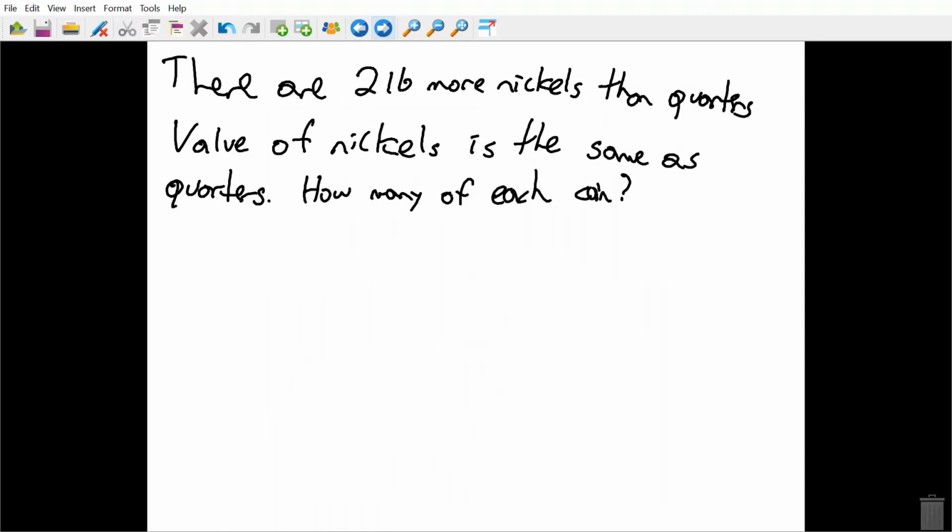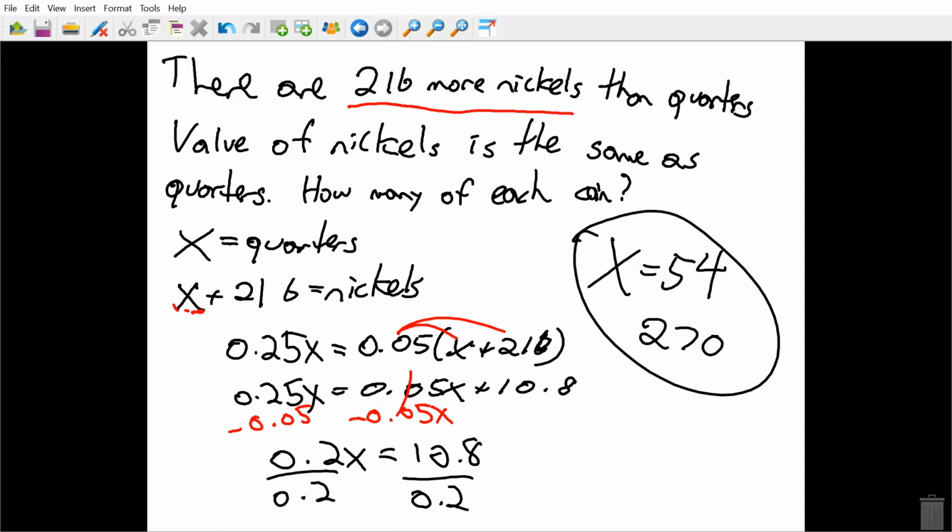There are 216 more nickels than quarters. The value of the nickels is the same as the value of the quarters. How many of each coin? Please pause and try. The answer is there are 54 quarters and 216 nickels.